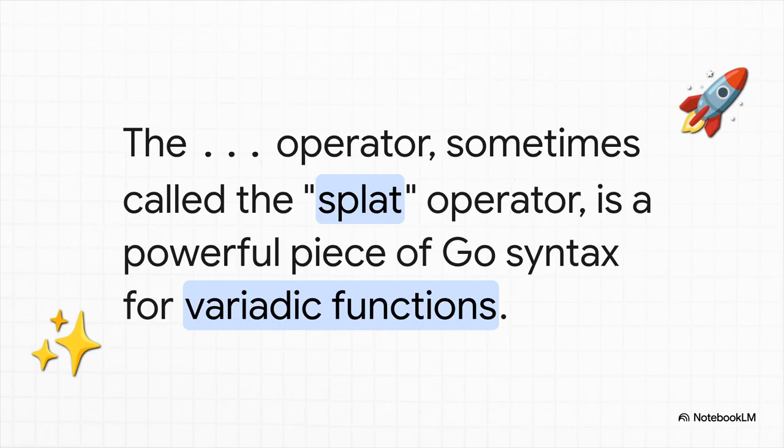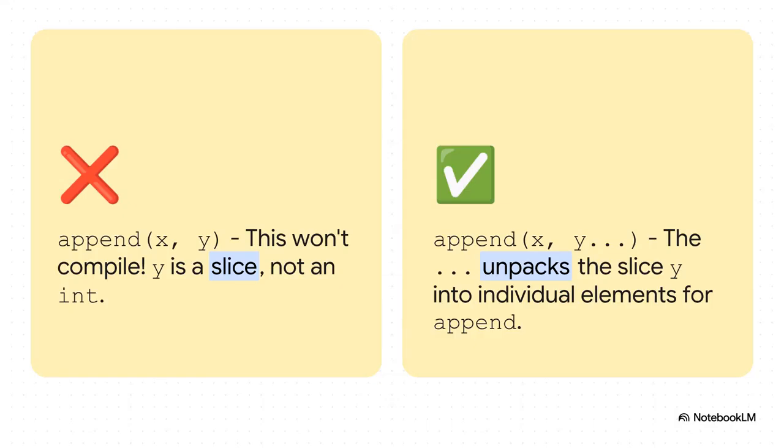All right, before we wrap up, I've got one more bonus tip for you. It's a really cool piece of Go syntax. It's not about printing, but it's something you'll definitely need when you're working with collections of data, especially slices. So imagine you've got two slices, x and y, and you want to tack all the items from y onto the end of x. If you try to do what's on the left, just pass the whole slice y, you'll actually get a compiler error.